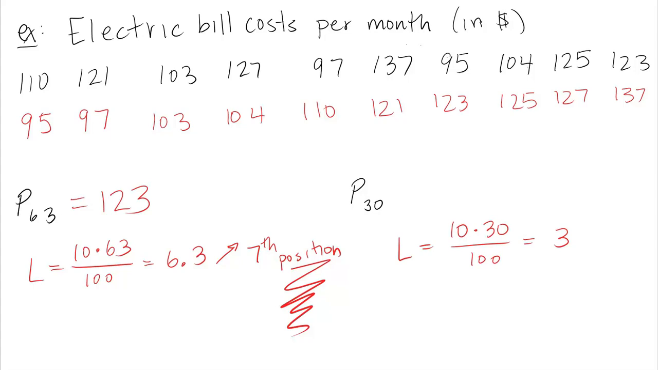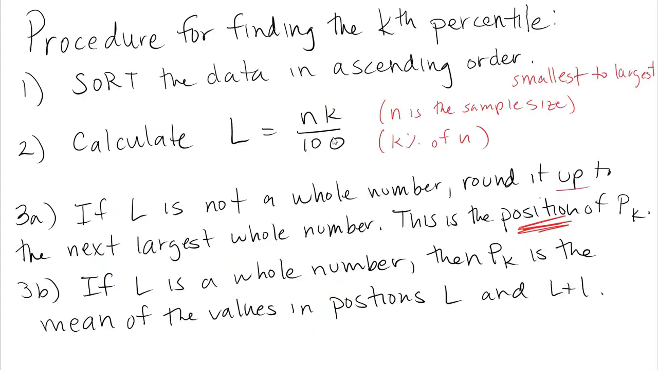This comes out to an integer. That's not the answer. 3 doesn't make sense as a percentile in this set. It's too small. And you don't just go to the third spot either, which seems reasonable. I couldn't get mad at you for making that mistake, except that we've got the steps right in front of us. Case 3b. If L is a whole number, then the kth percentile is the mean of the values in positions L and L plus 1.